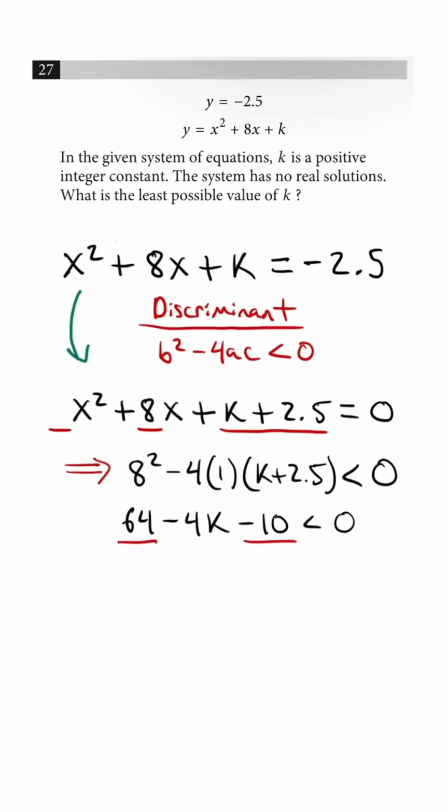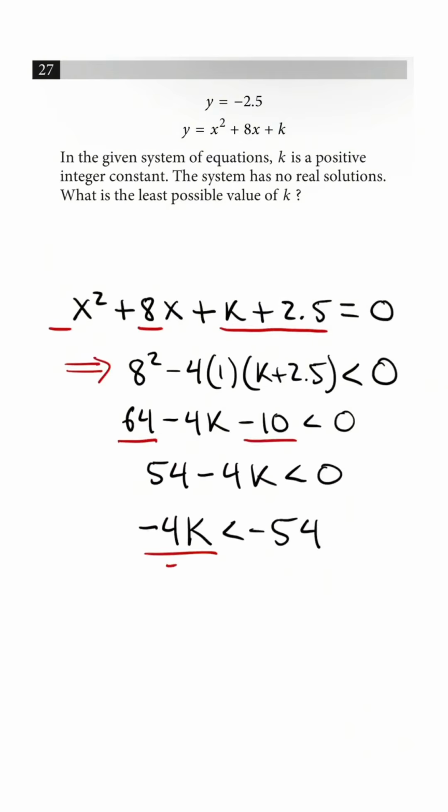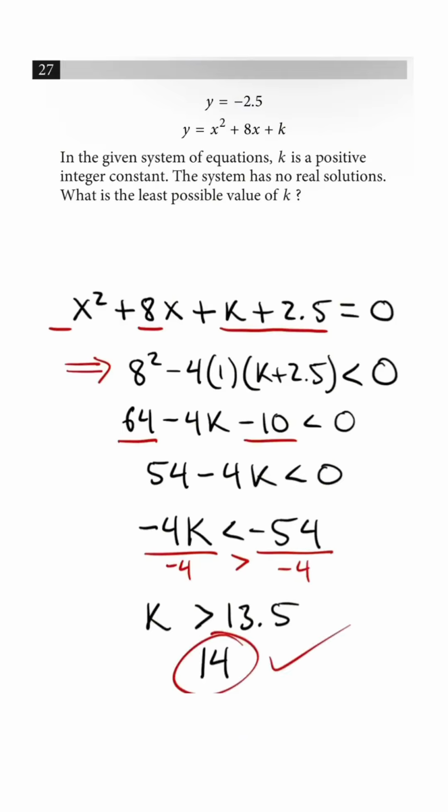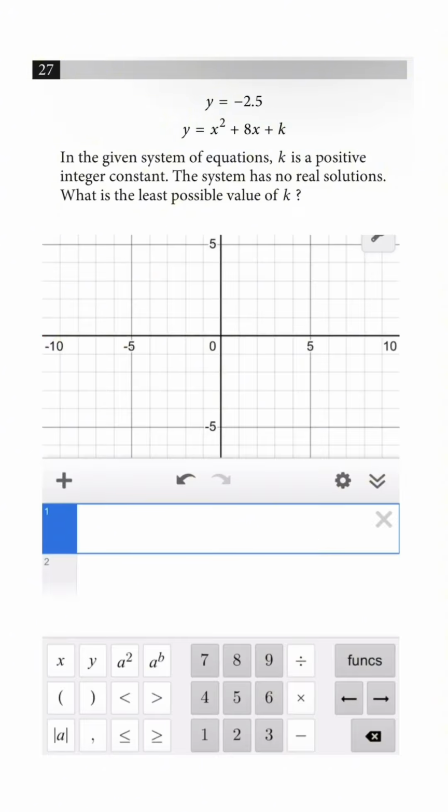And now we can do some algebra to isolate k in this inequality, and we get that k must be greater than 13.5. And since we're told that k is an integer, the least possible value of k is 14, because that's the smallest integer that is bigger than 13.5. Now there's another way to do this problem. We can just use Desmos.